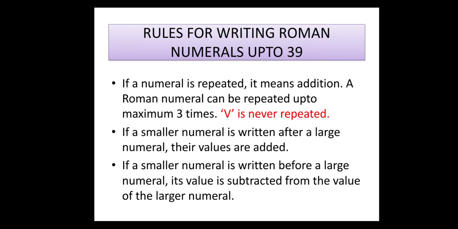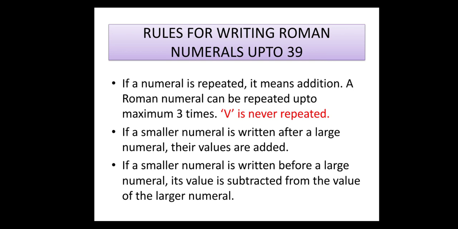Next, if a smaller numeral is written before a larger numeral, its value is subtracted from the value of the larger numeral. What do we mean by this? I have told you in rule number 1 how we are writing 4. For example, if we have to write 4, we cannot write 4 by repeating I 4 times, because it is wrong. So how are we writing 4? We will write 4 by subtracting 1 from 5.